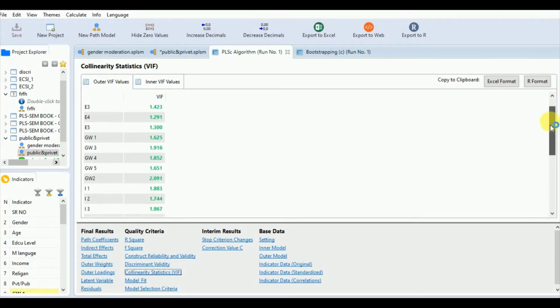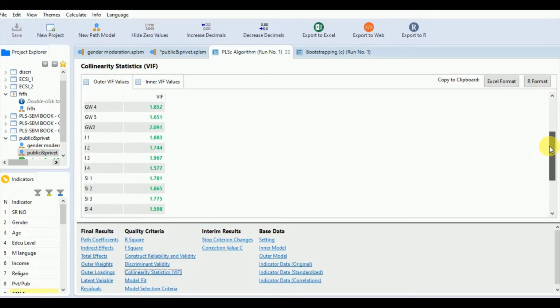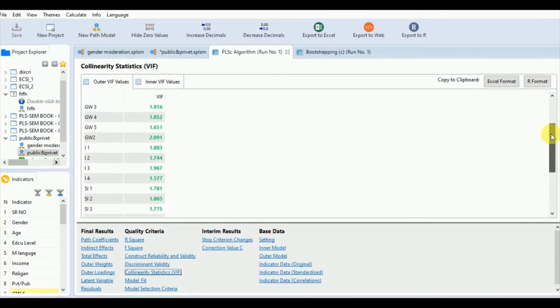So from GD to SI, we have to check all the values, and we can see that all the values in our model are less than 3, which is ideal. VIF values above 5 are indicative of probable collinearity issues among the predictor constructs, but collinearity problems can also occur at lower VIF values of 3 to 5, as per Mason and Perreault 1991 and Becker 2015. Ideally, the values should be close to 3 and lower.